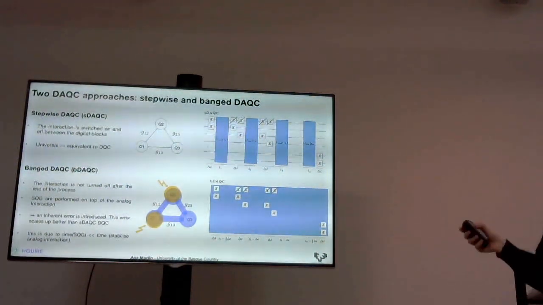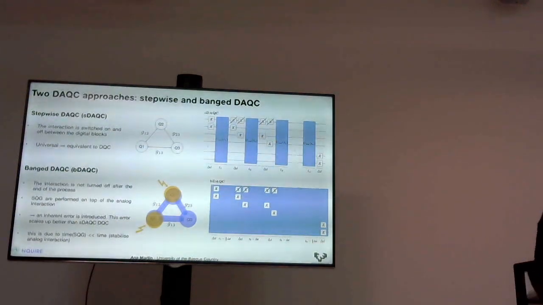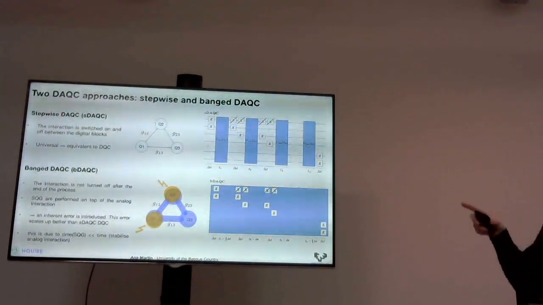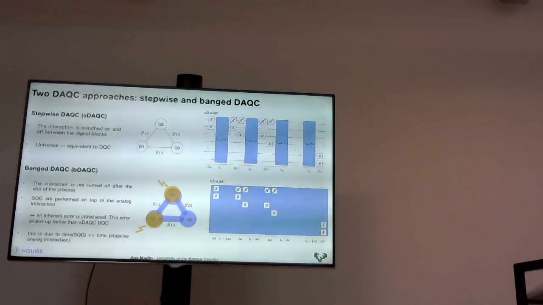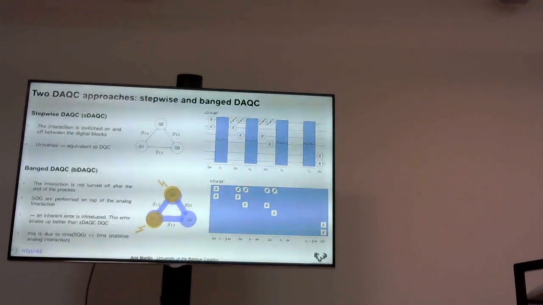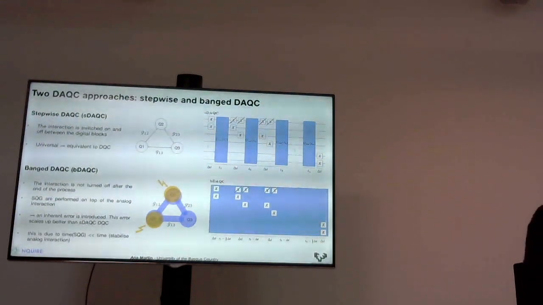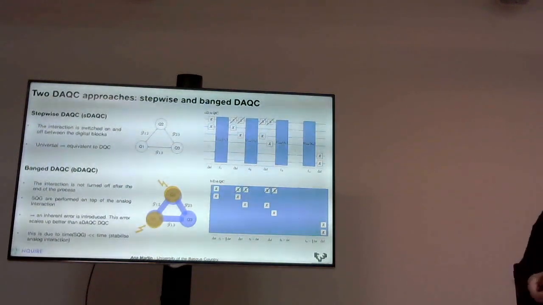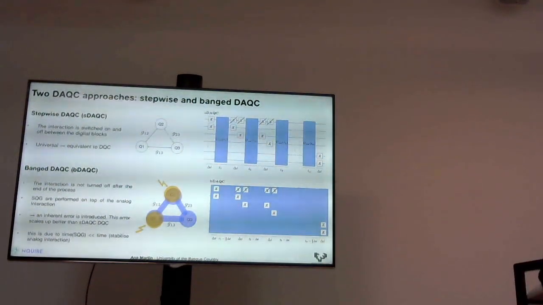But these errors scale much better than the experimental errors that would appear both in the digital and the stepwise case, since the time that a single qubit gate takes to be applied is much smaller than the time that the interaction takes to be stable.